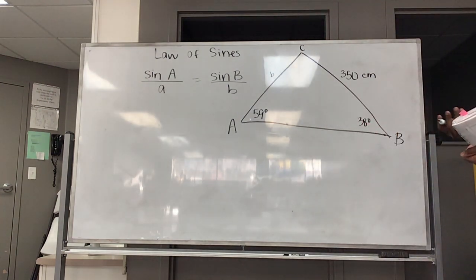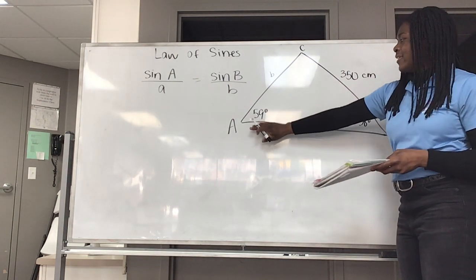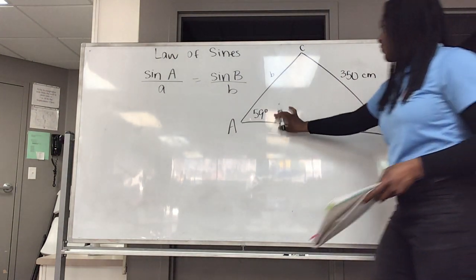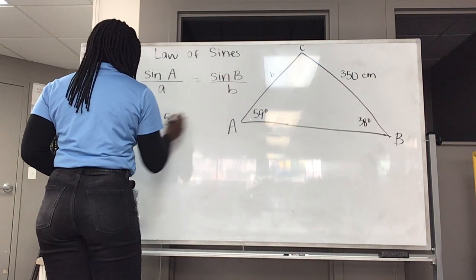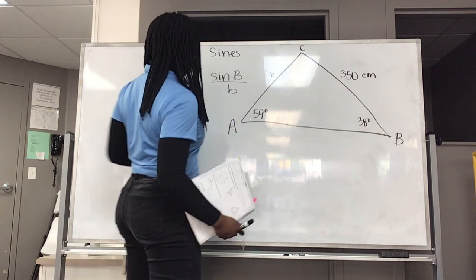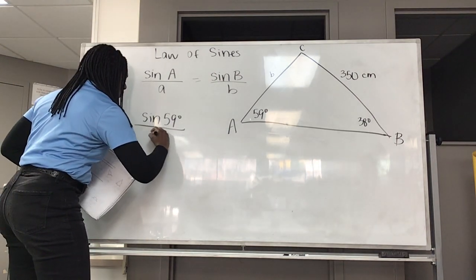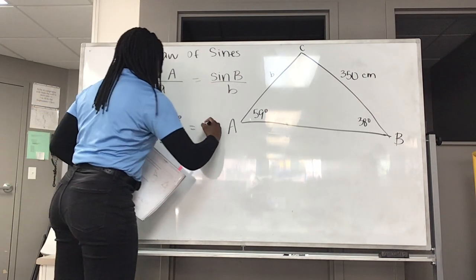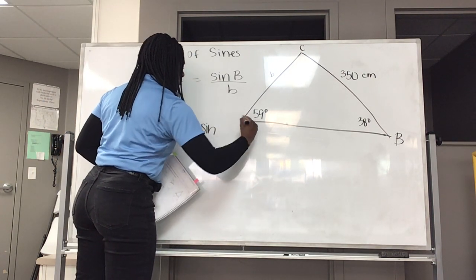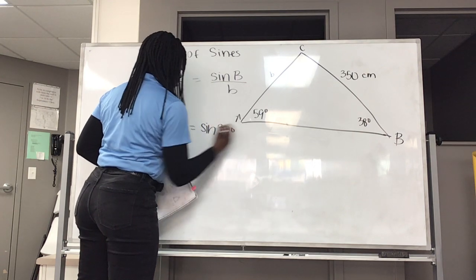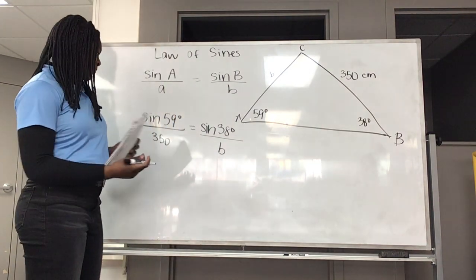So if I were to set up my equation, sine of angle A, which we're going to use A for angle A, so that would be sine of 59 degrees over my lowercase a, which I said was the side opposite from it, which is 350. That would be equal to sine of B. Angle B is 38 degrees. And then the side length B, we don't know. So it'd be B there.